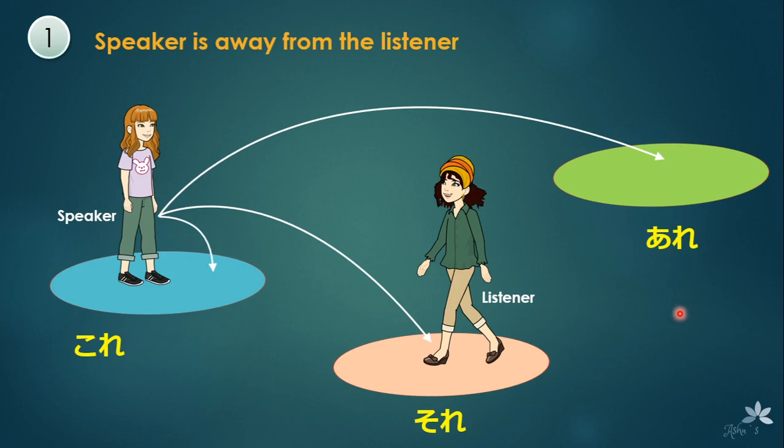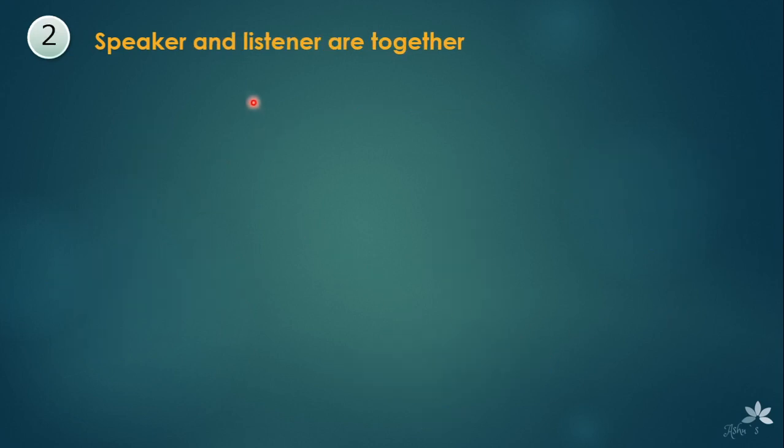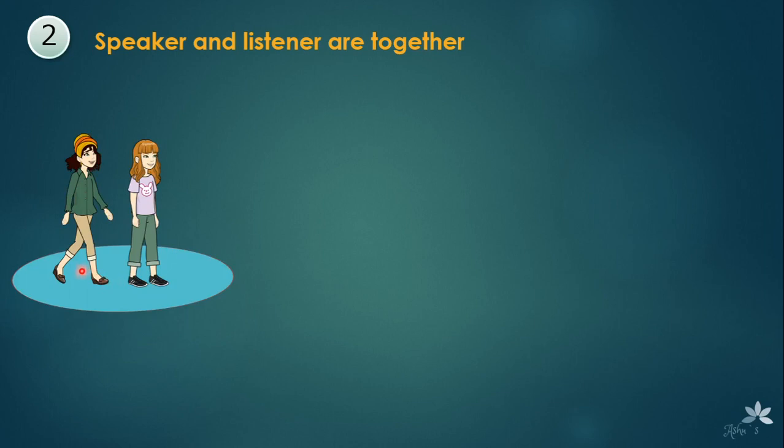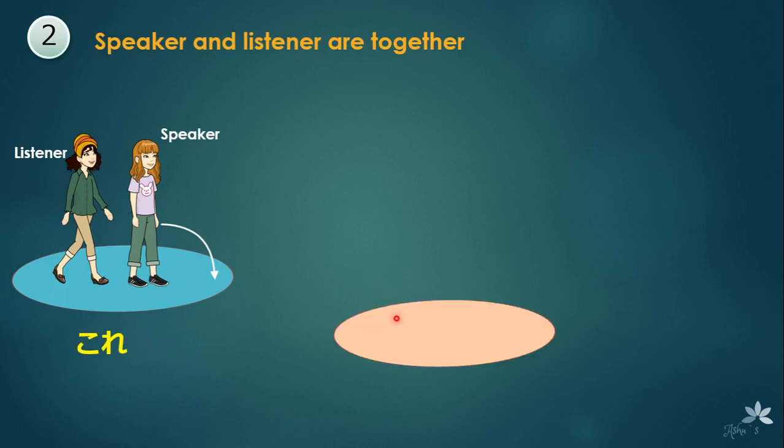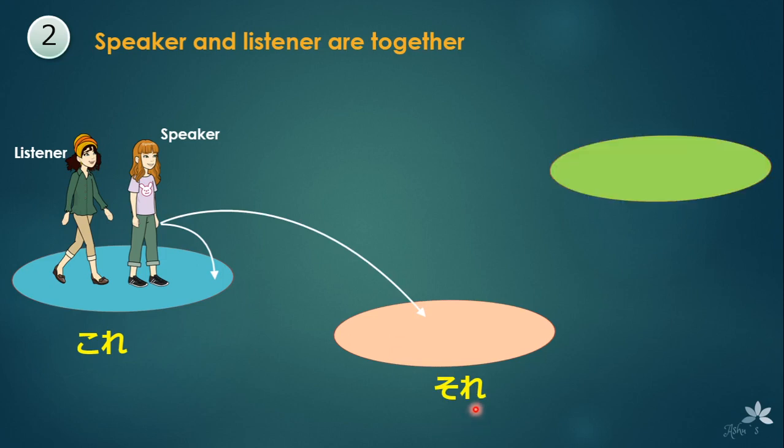Hope you have understood this. Next, when the speaker and the listener are together, objects close to them will be referred to as kore. Objects that are a little far from them will be referred to as sore, and objects that are far away from them will be referred to as are.